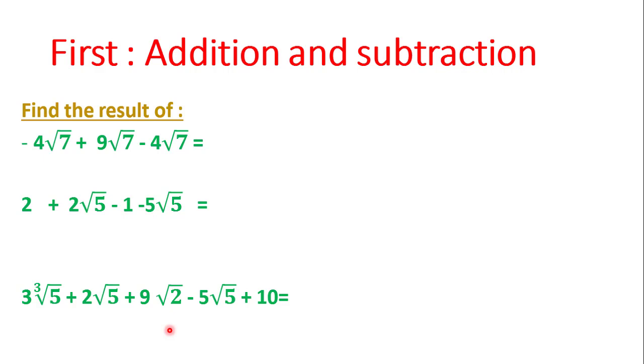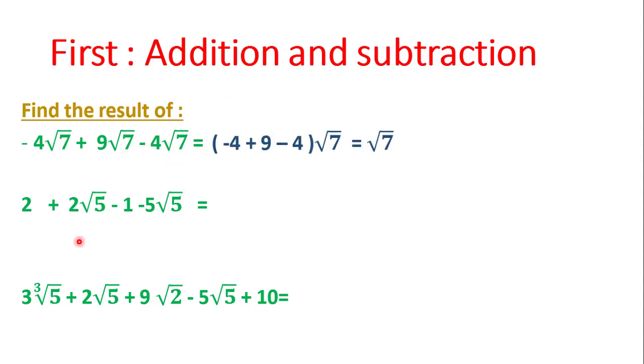Okay, let's do some exercises. The first one here, I have negative 4 root 7 plus 9 root 7 minus 4 root 7. Here I have the same root 7, and root 7. So I write root 7, then negative 4 plus 9 minus 4. Okay, negative 4 and negative 4, negative 8, and positive 9 is 1. So the result will be root 7. 1 root 7, it means root 7.